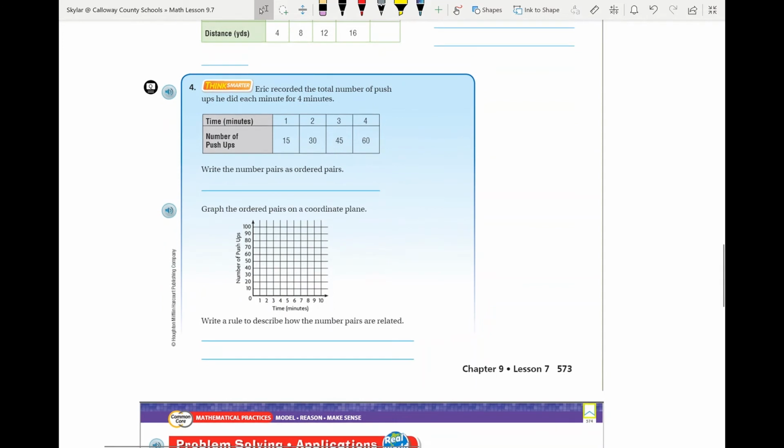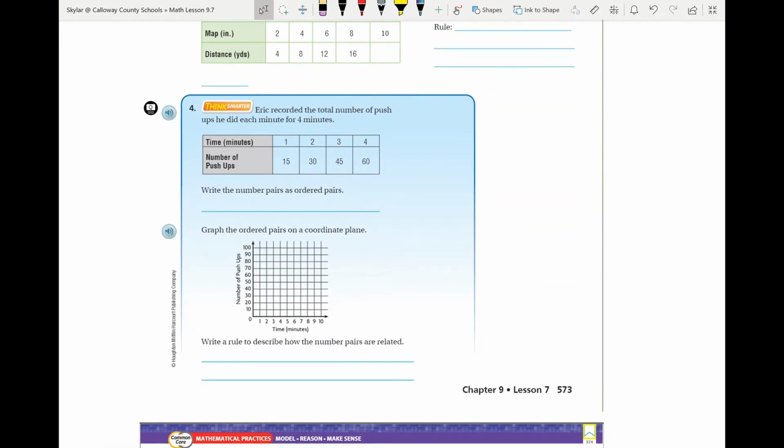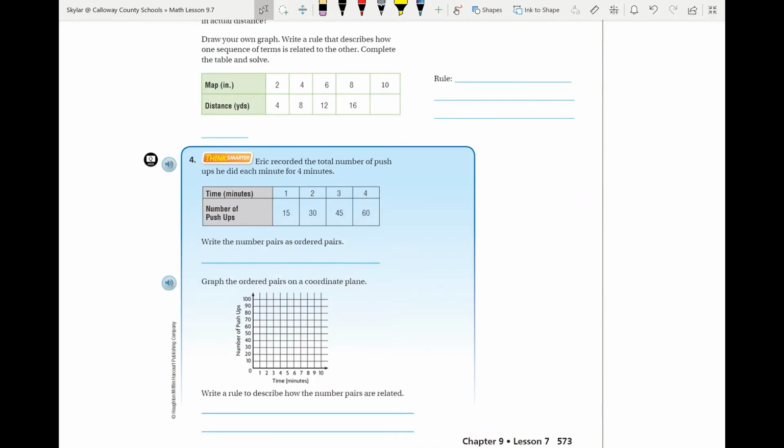Number 4, however, you're not so lucky. You're going to have to graph still. So I want you to go ahead, figure out those ordered pairs for each of those numbers. Then figure out the rule and finally graph it all out for that one. You all can go ahead and get started on that.